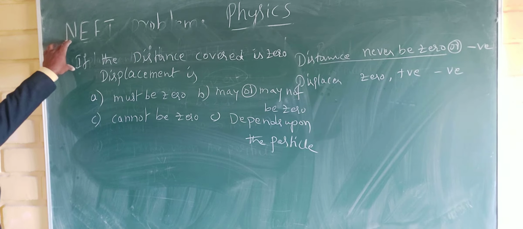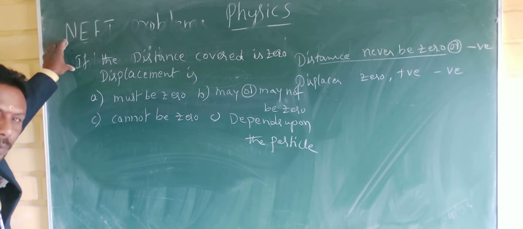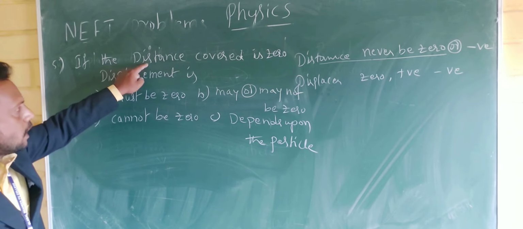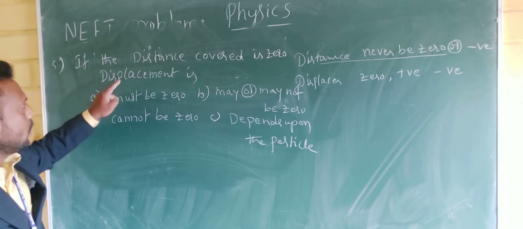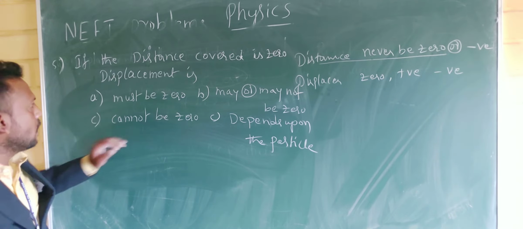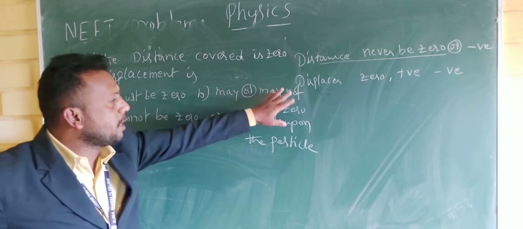When will the distance covered by the particle be 0? When the particle is at rest, that is, the particle does not change its position with respect to its surroundings. At that time, the distance covered is 0, and at the same time the displacement must be 0. Which one is correct? Option A is correct.